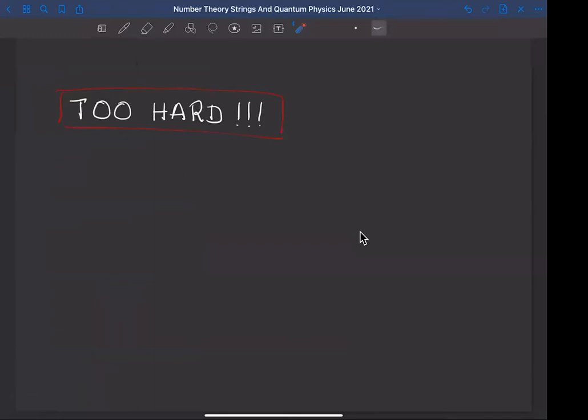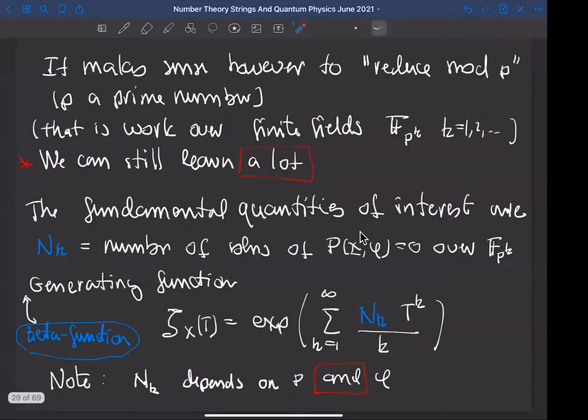So let's try to simplify the problem, but as we will see, this actually pays off. What makes sense is to reduce the problem mod p, where p is a prime number. In other words, instead of working over the rationals, we're going to work over finite fields. A finite field is a field, just as the rational numbers, the real numbers and the complex numbers are fields. The integers are not fields. But these are fields that have a finite number of elements, and they are all classified. They have p to the k elements, where k is a positive integer, and p, as I just said, is a prime.